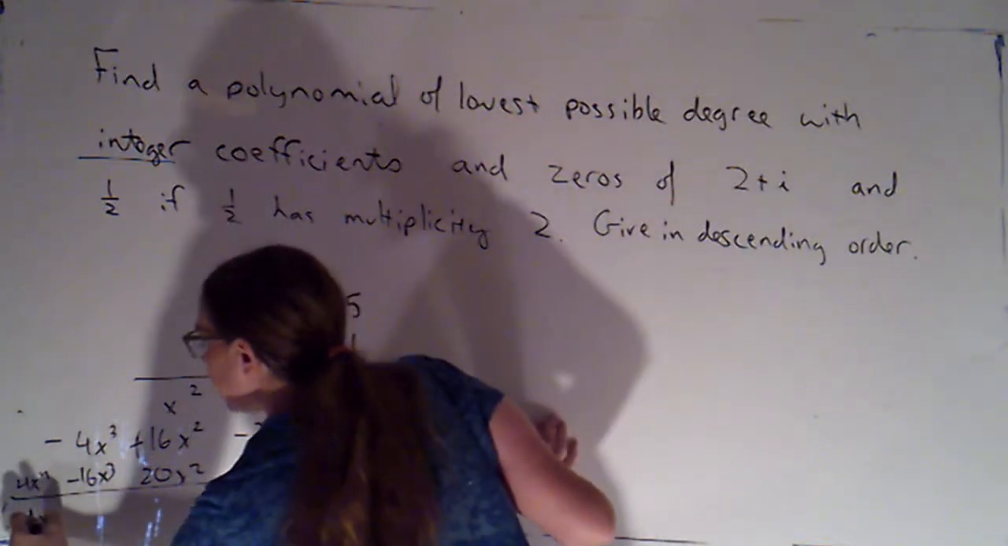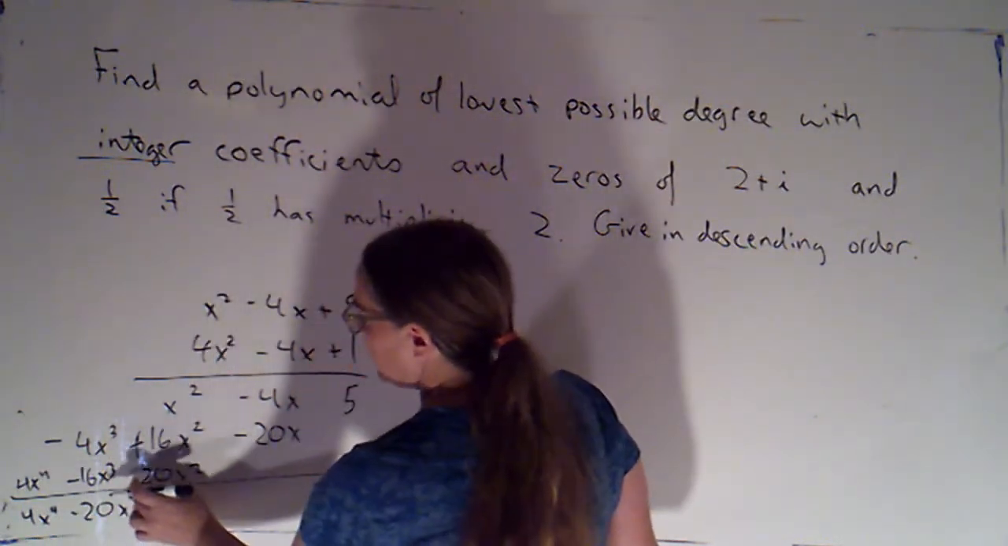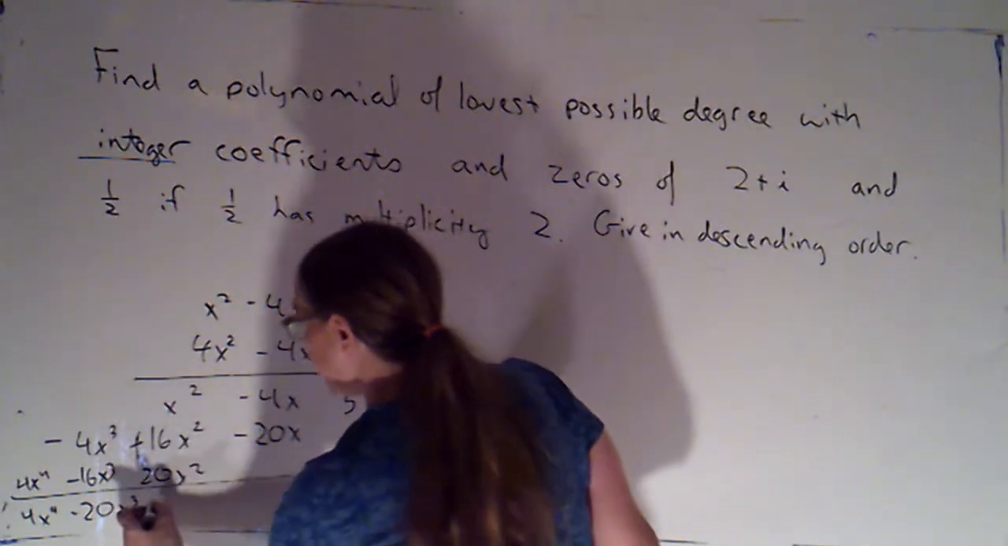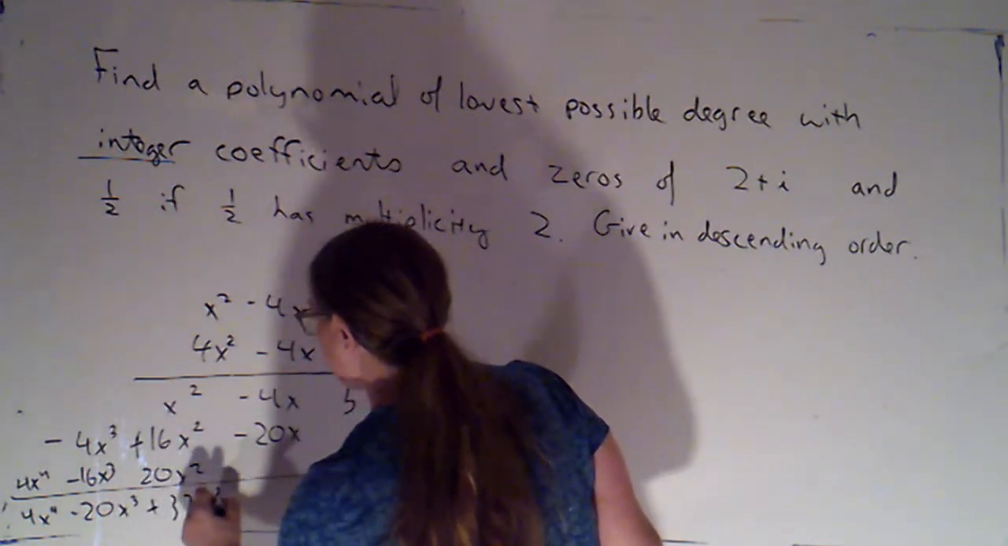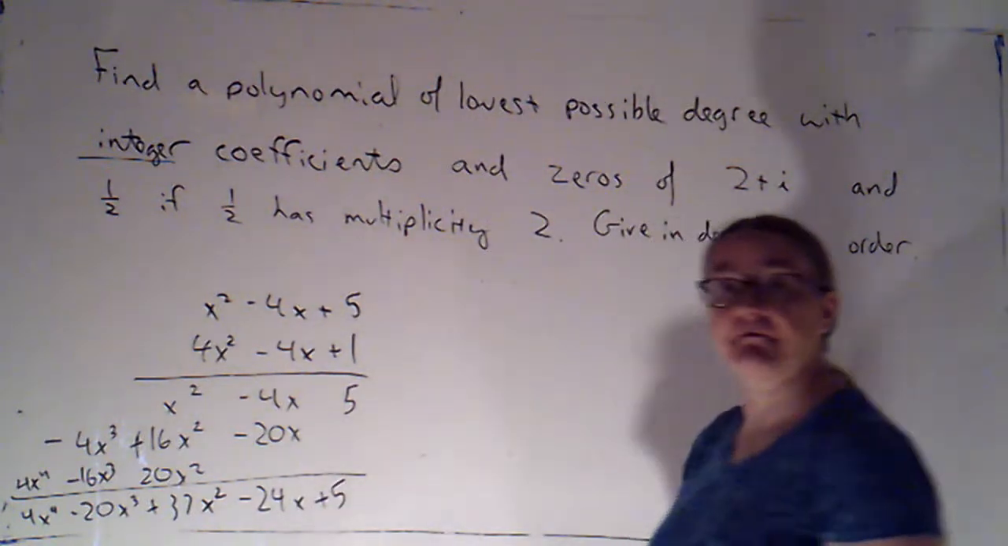So that gives me 4x to the fourth minus 20x cubed. Let's see, 20, 36, 37x squared minus 24x plus 5.